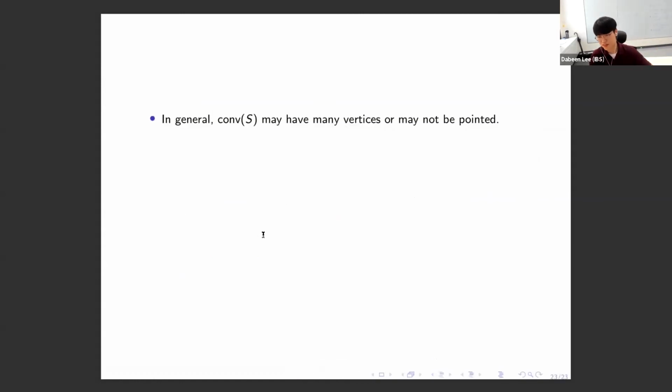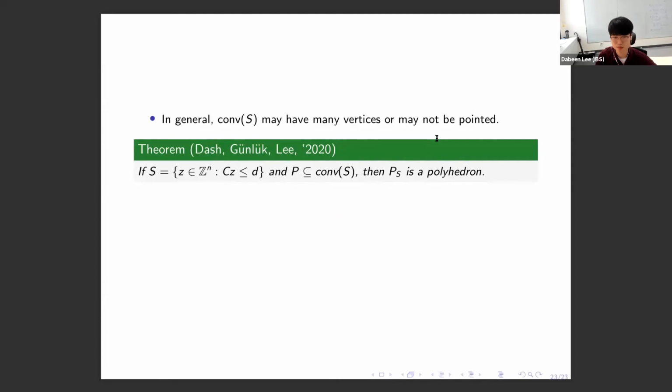So this is the end of the story for the cone case. In general, we have possibly many vertices in our convex hull. Also, the convex hull might not be pointed, but we can take care of that separately. And then in summary, we proved this result. If you take a look at integer points inside any polyhedron and then use it to obtain the CG closure, then this is always a polyhedron. Okay, this is it. Thank you.